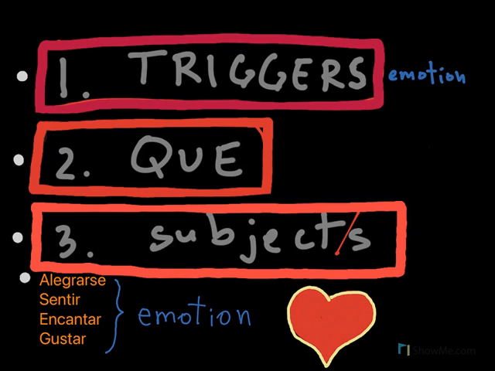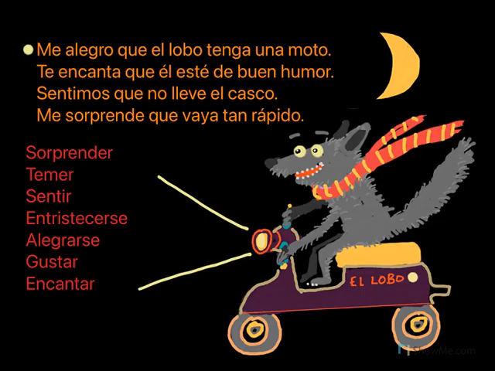So these are the examples of the verbs that would work as triggers. Alegrarse, to be happy that. Sentir, to be sorry about something. Encantar, it works as to love. And gustar, it works as to like.